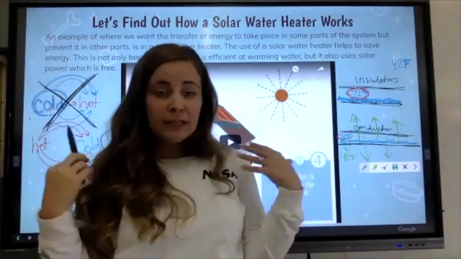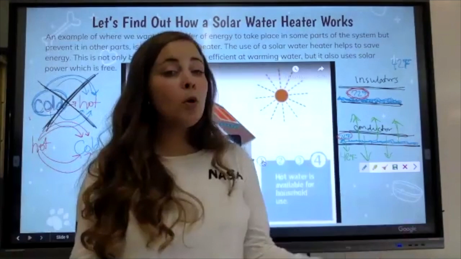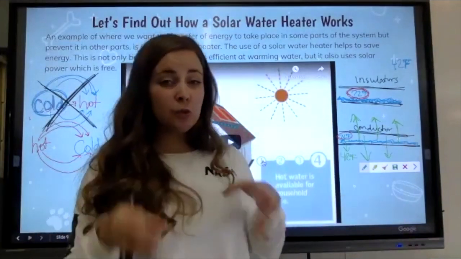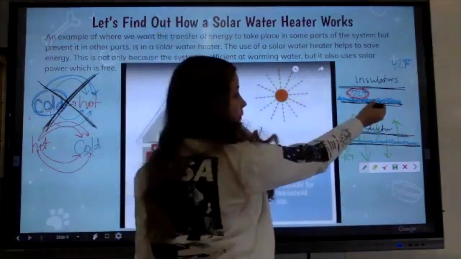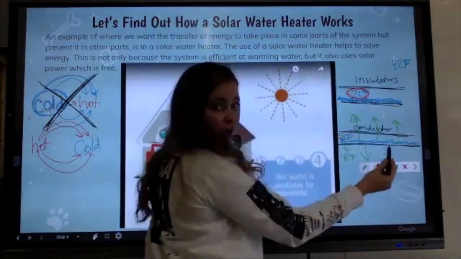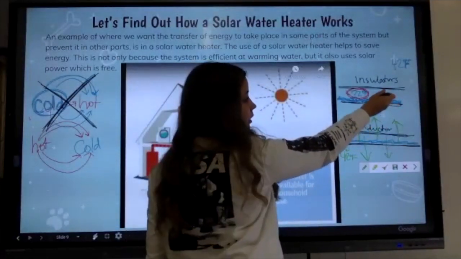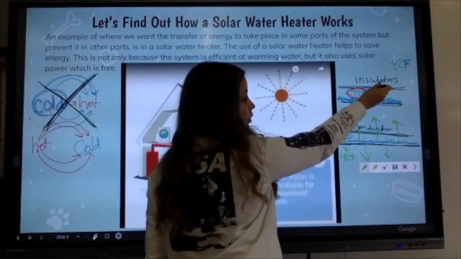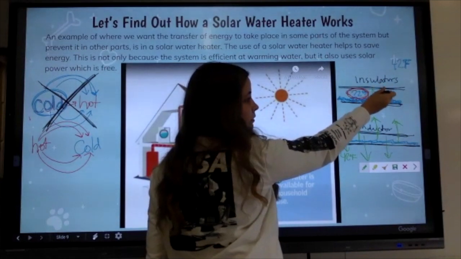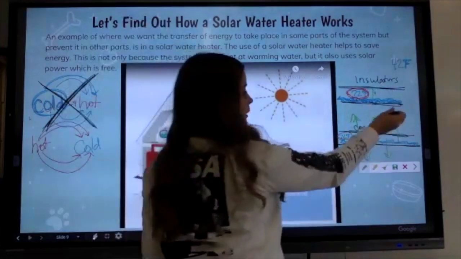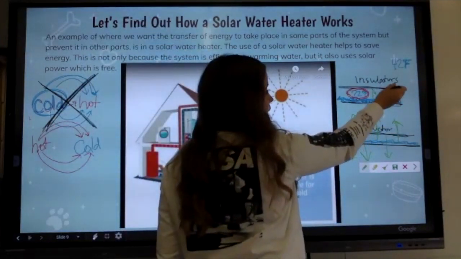Now, the thing that makes insulators different and important, because this is a circumstance where you don't want heat transfer to occur, is that the insulator is not going to allow heat to pass through it easily. So the heat from the water is going to travel up to the border of the pipe, and then it's going to be bounced back because heat does not transfer easily through the insulator.